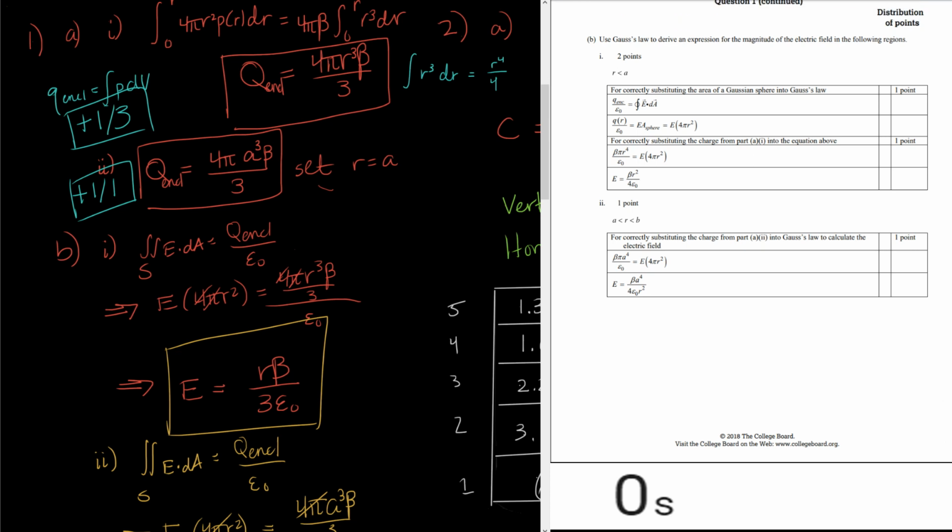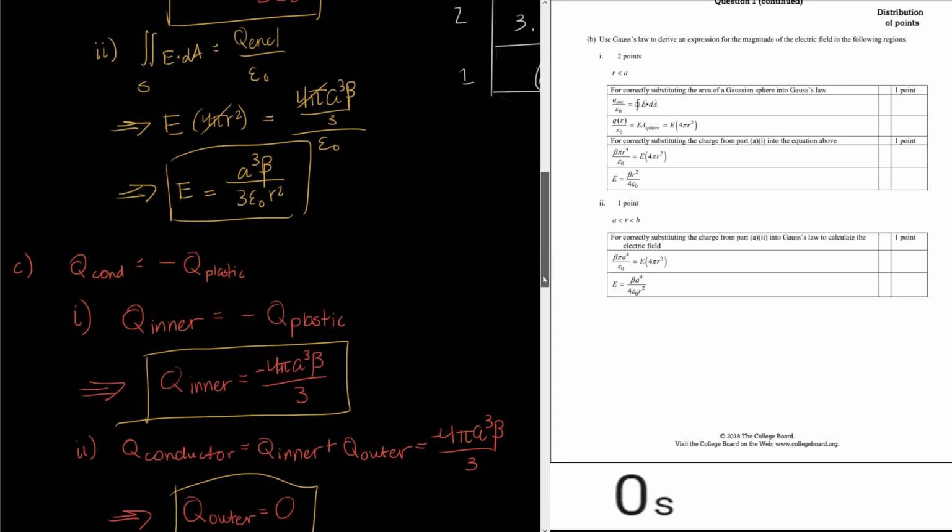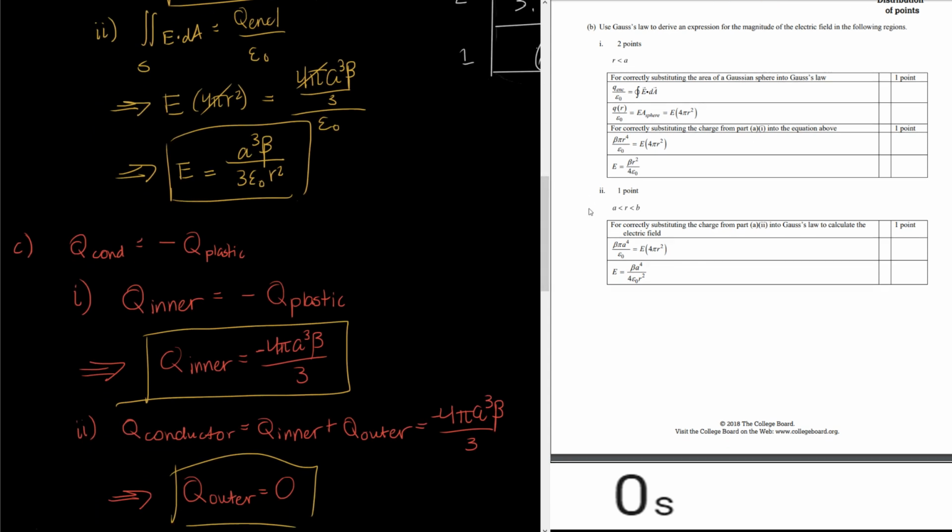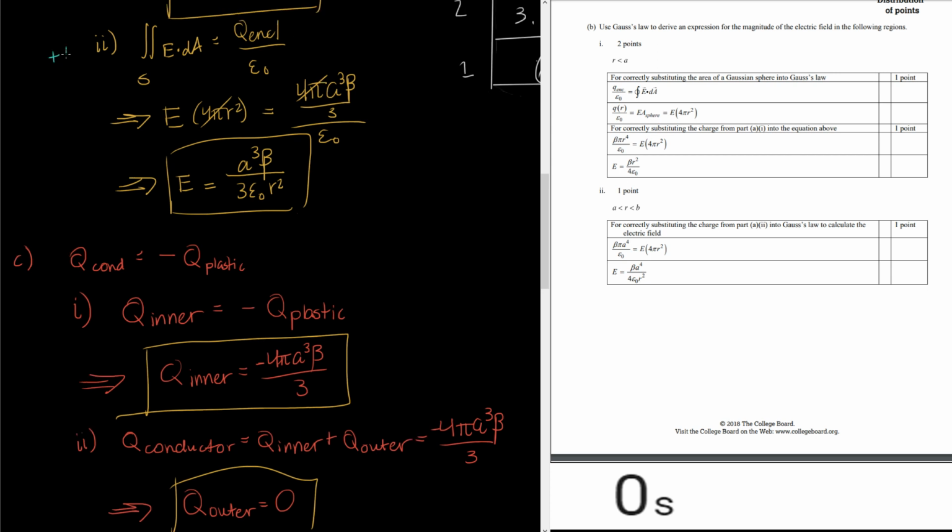Use Gauss's law to determine an expression for the magnitude of the electric field in the following regions. So, for correctly substituting the area of the Gaussian surface into the integral, yeah, we get that part. This is plus 1 point. And the second point is for correctly substituting the charge from part AI into the equation above. So again, somehow we're scraping through here, getting points despite our horrendous misstep of not integrating. For correctly substituting the charge from part AI into Gauss's law to calculate the electric field, again, somehow we have earned a point for this also. I don't think I really deserve it, but College Board says I get it.